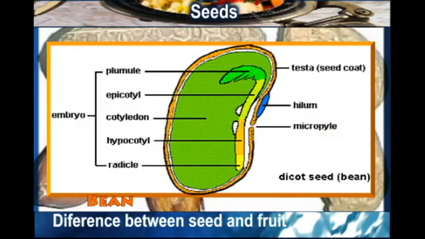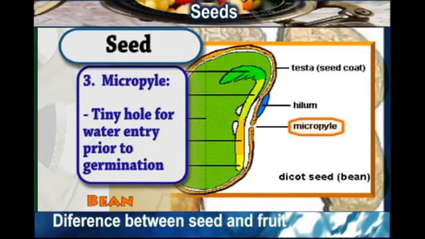A micropyle is made up of tiny holes. They are tiny holes for entry of water, prior to germination. When germination is going to take place, water is needed, but the water enters the seed via these tiny holes, which we call the micropyle.